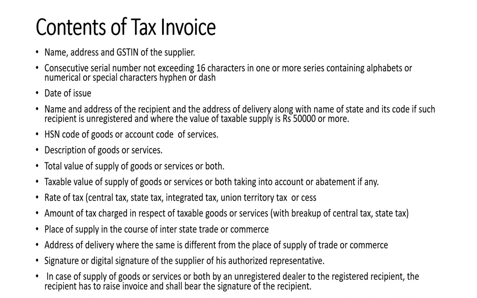It must also include the CGST, SGST or IGST or UTGST charged to the recipient. It must also contain the amount of the tax charged in respect of the taxable goods or services with a breakup of CGST, SGST, UTGST. Then it should also mention the place of supply in the course of interstate trade or commerce. It should carry the address of the delivery where the same is different from the place of supply.